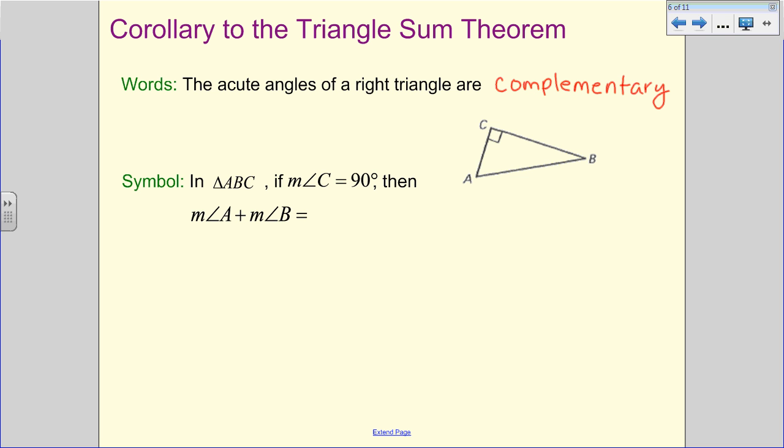So symbolically, in triangle ABC, if the measure of angle C equals 90 degrees, then the measure of angle B plus the measure of angle A has to equal 90 degrees also, because 90 plus 90 equals 180. That's how we know that they have to be complements: I have to get to a total of 180. If one angle has 90, that means the other two added together automatically equal 90 degrees, and that's our definition of being complementary. So that's what we mean by a corollary. It's something that quickly follows a theorem.